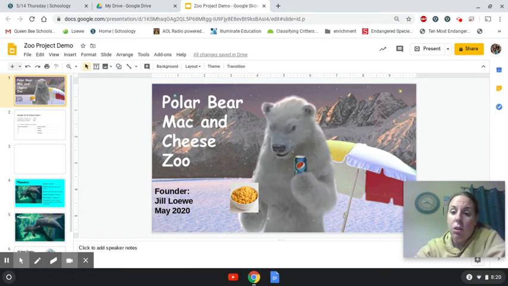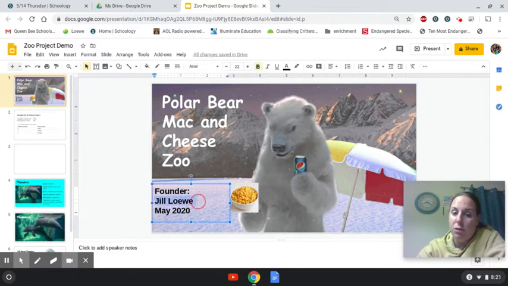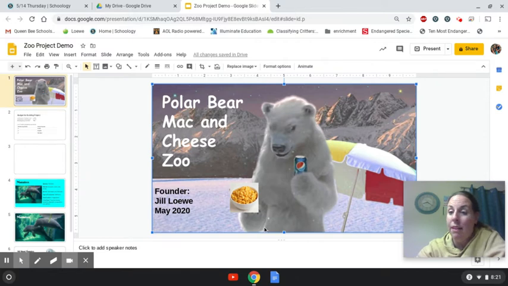First slide, the name of your zoo and your name. So my name of the zoo is Polar Bear Macaroni and Cheese Zoo. If you are in my 8th period, that should make you laugh. Founder, obviously this is your name. So you could just write by whoever, and that would be fine too. But you need to have your name on it. And then I did May 2020 because it was founded in May.